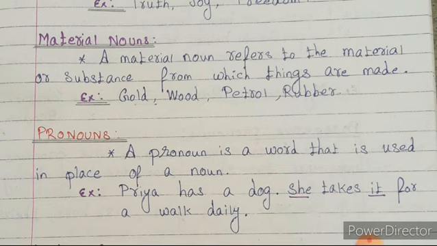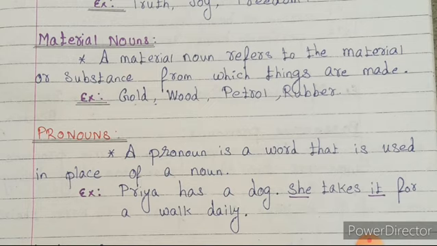Priya has a dog. She takes it for a walk daily. Look at the first sentence. Priya has a dog. Priya is the name of the girl. Dog is also mentioned. Two nouns are there. Priya is a noun, and dog is also a noun. Instead of these nouns, we can replace them with pronouns.